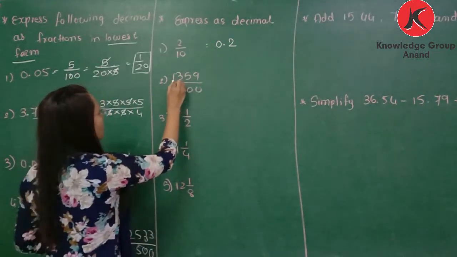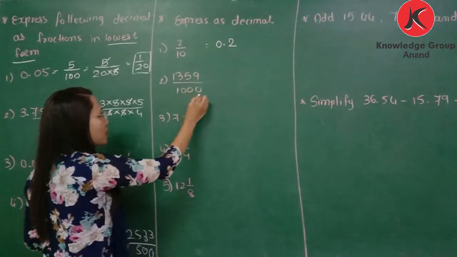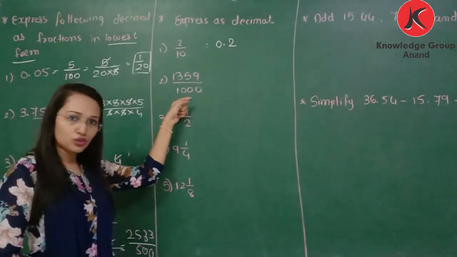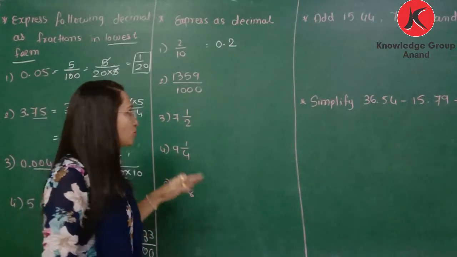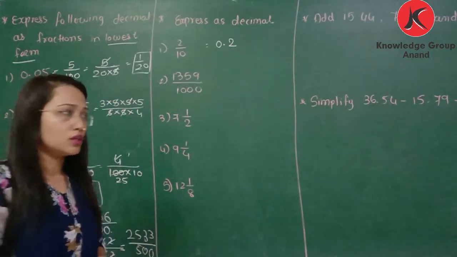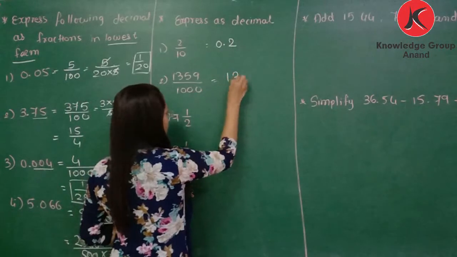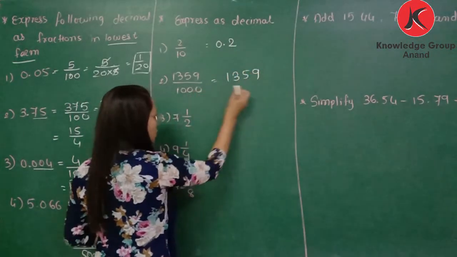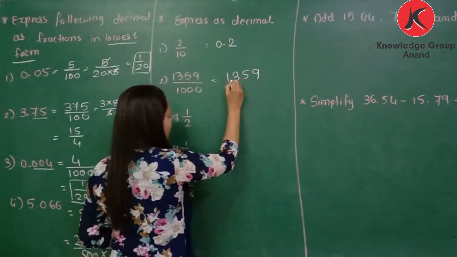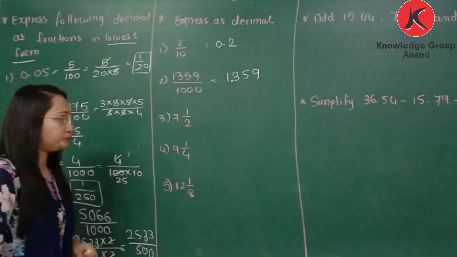Now next, 1359 divided by 1000. In the denominator how many zeros are there? 3 zeros means that you need to place the decimal point after 3 digits from the right. So here 1359. There are 3 zeros, so place the decimal point after 3 digits. Here 1, 2 and 3. So the decimal point will be here.